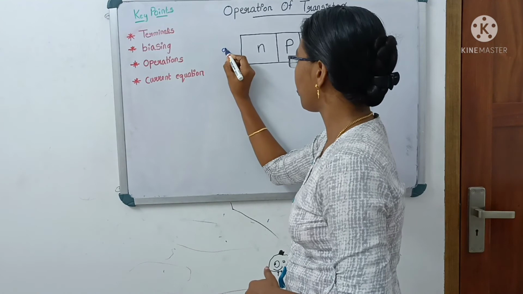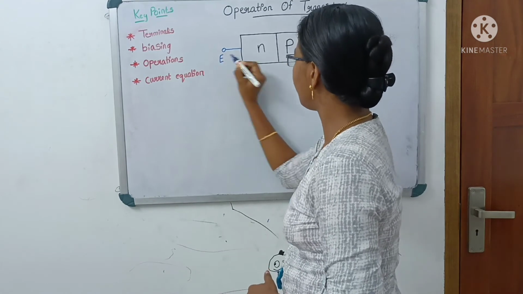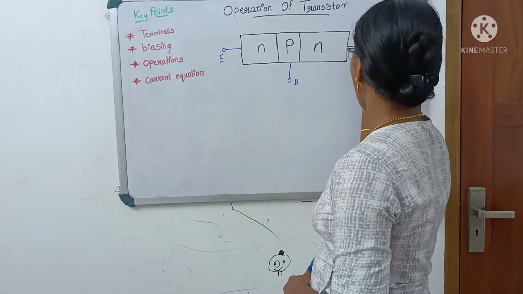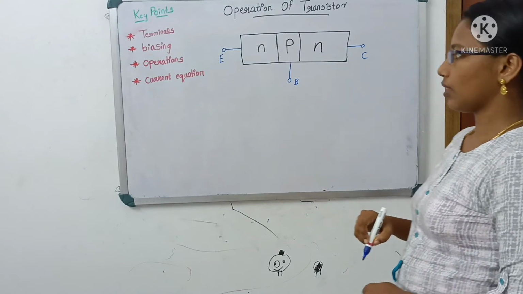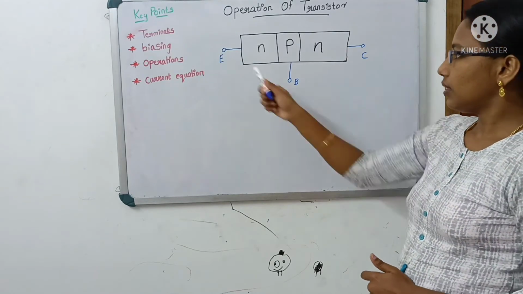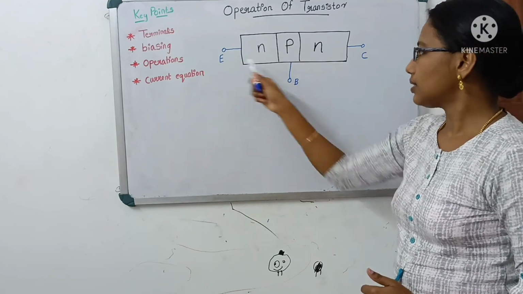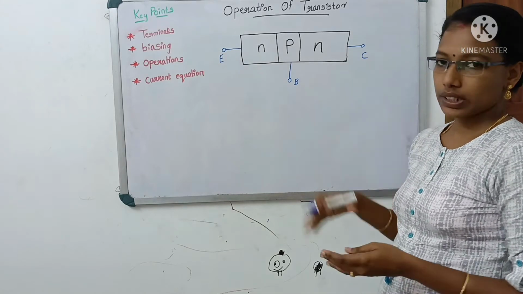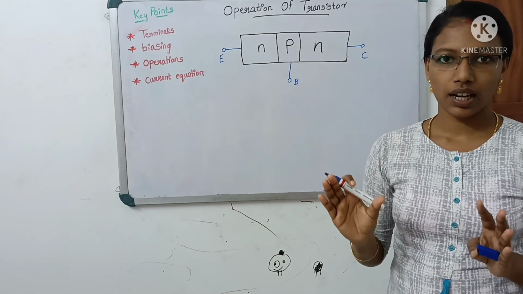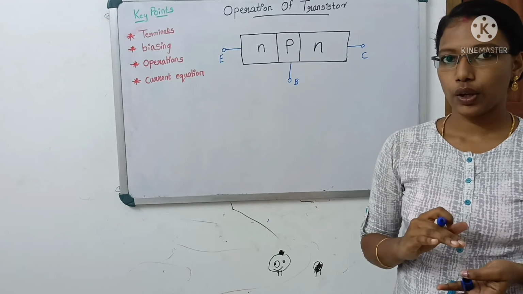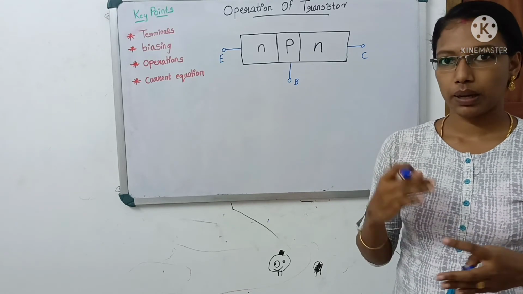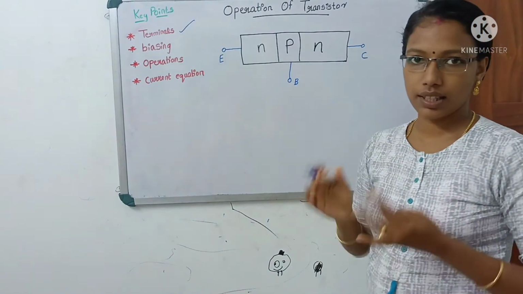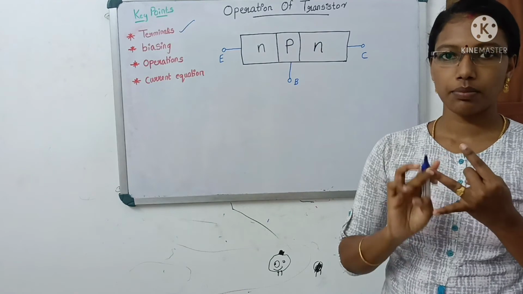Emitter, base and collector, these are the terminals of a transistor. The terminals of the transistor and some basic concepts of transistors were uploaded in the previous video, so please check the basic electronics playlist. We discussed that the terminals of the transistor are emitter, base and collector.